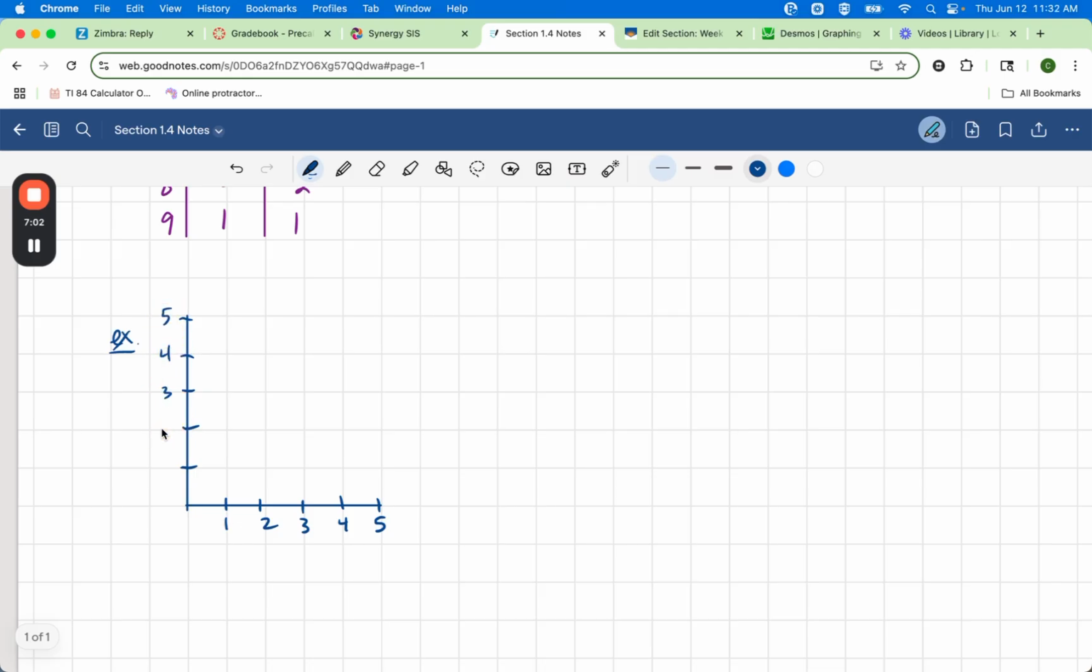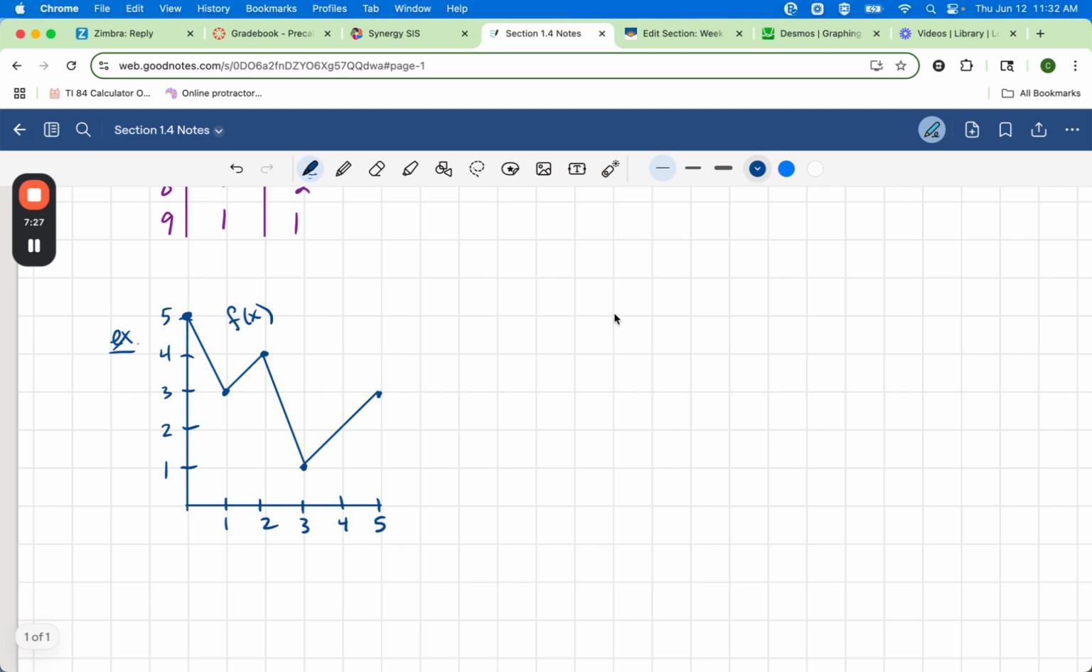All right, going to take some time to draw it. F of 0 is going to be 5. F of 1 is going to be 3. F of 2 is going to be 4. F of 3 is going to be 1. And then F of 5 is going to be 3. So there's my F graph. So this is a graph of F of x.